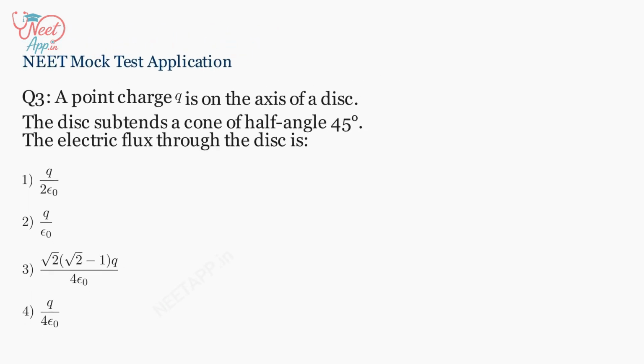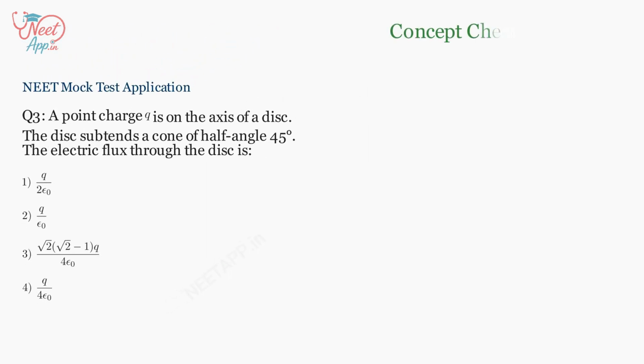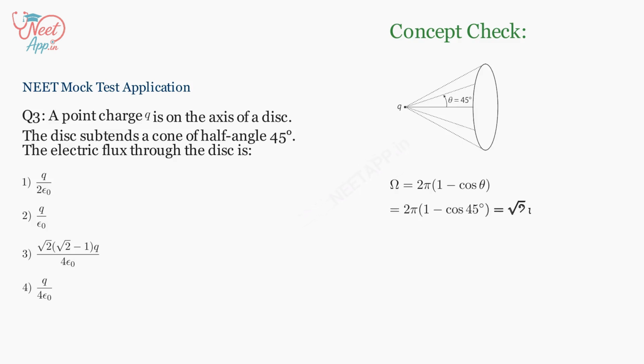Let us break this down. First, we need to calculate the solid angle, Ω, subtended by the disk at the charge. The mathematical formula for a cone's solid angle is 2π times (1 minus cosine θ). Substituting our half angle of 45 degrees and simplifying the math, our solid angle Ω becomes √2 times π times (√2 minus 1).